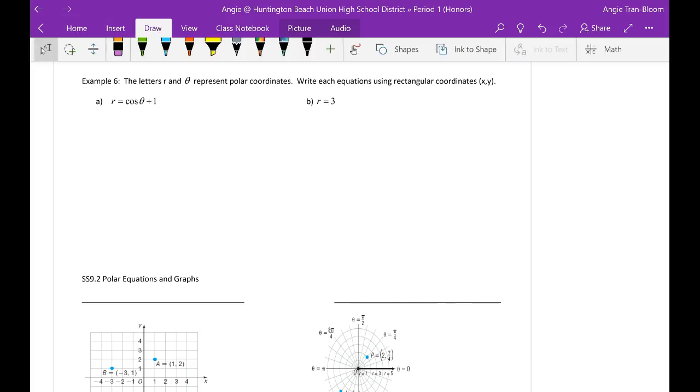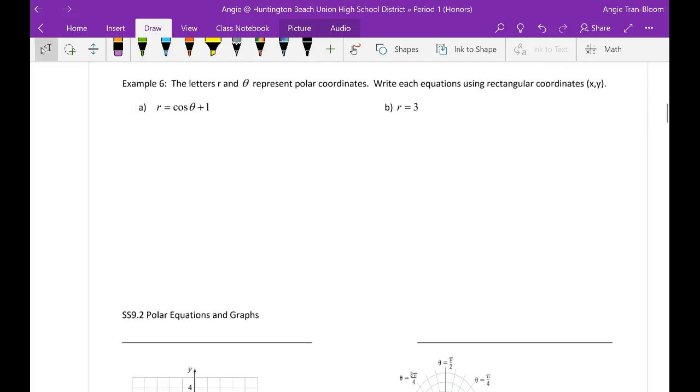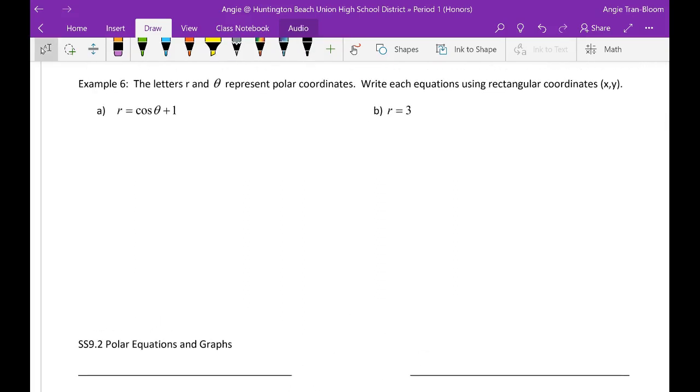So before we start, we will write down some key things that are important for us. The first thing that I'm going to remind you is r squared. It's always x squared plus y squared. Another one that's important is x equals r times cosine of theta. And another one is y equals r times sine of theta. These three things are so important for converting polar to rectangular and vice versa.